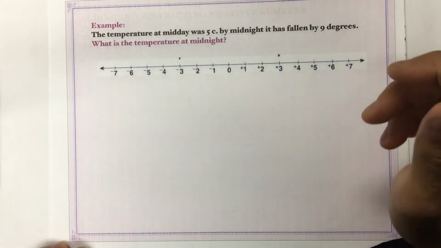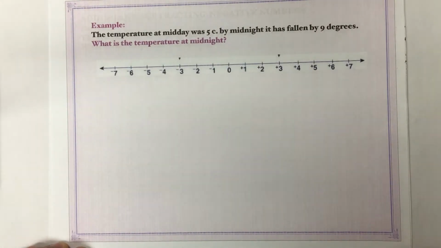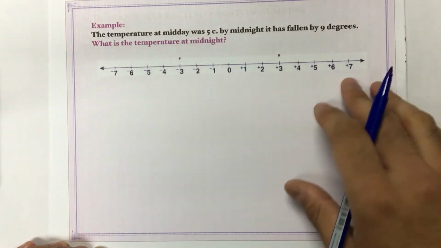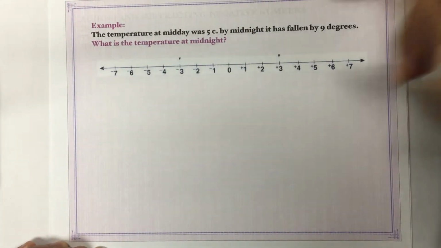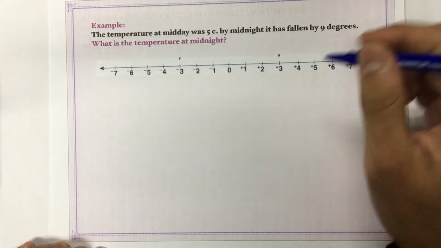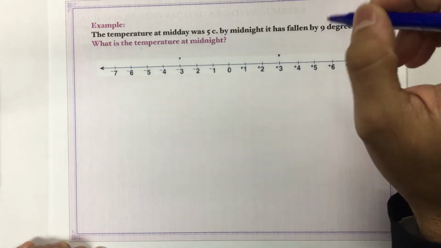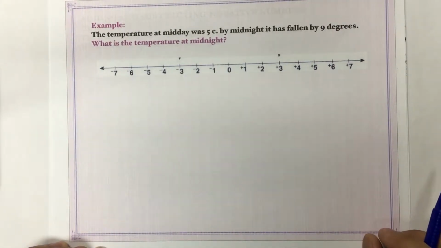Okay, the first one says this: the temperature at midday was 5 Celsius. By midnight, it has fallen by 9 degrees. What is the temperature at midnight? Okay, first we're just going to use this number line to guide us through the process. When they say fallen, what we're going to interpret that is that it's going to actually move to the left from where we started.